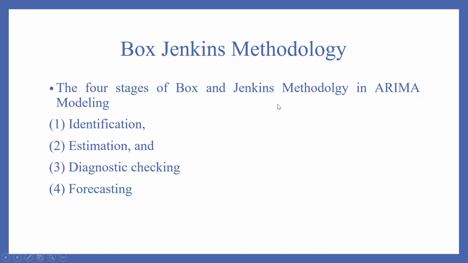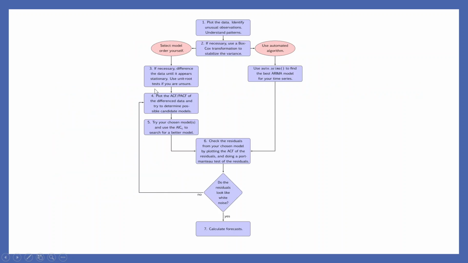The four stages of Box-Jenkins methodology in ARIMA modeling are identification, estimation, diagnostic checking, and forecasting. Let's see the flowchart. Plot the data, identify unusual observations, understand the pattern. If necessary, use the Box-Cox transformations. You can manually select the model, or you can also use the automated algorithm, which is known as auto.arima.